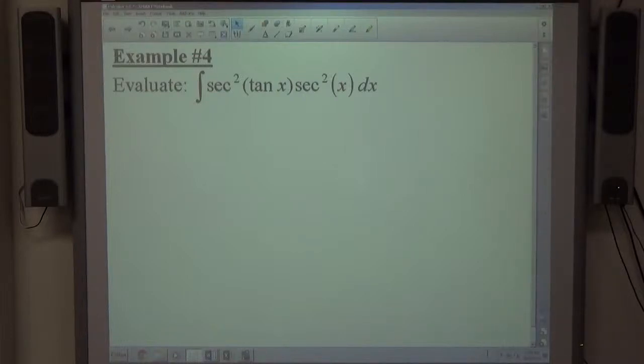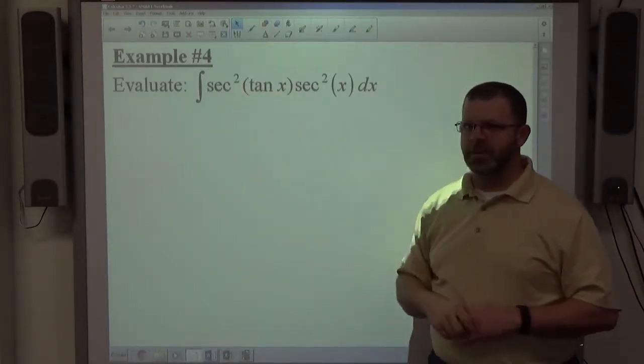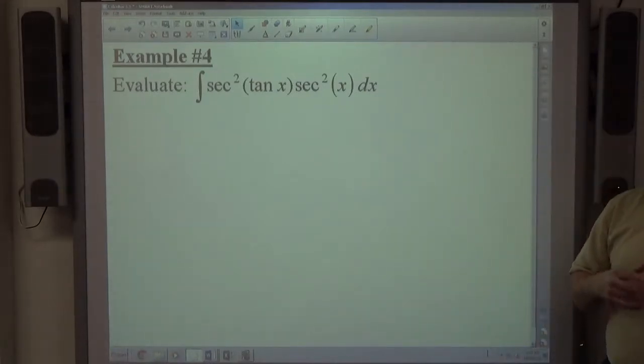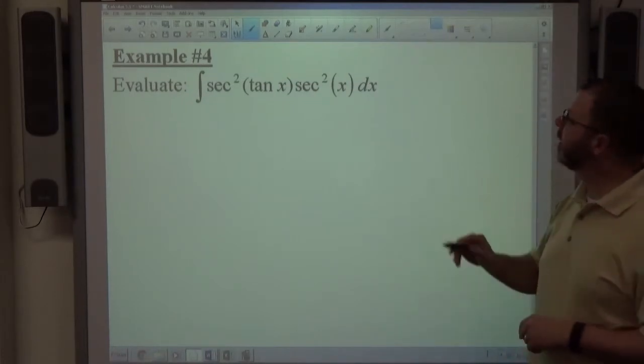Okay, moving on to example 4, we have evaluate the integral of secant squared of tangent of x, secant squared of x dx. So a couple things going on here. I got secant squared of x, I got a secant squared of tangent of x. And we have to consider specifically which function is more important.